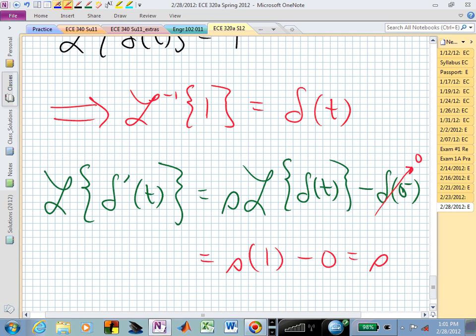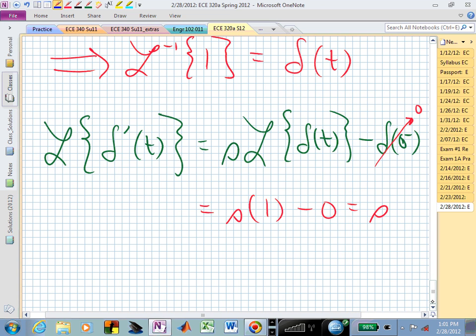And hopefully you can see what I want to do now. Now we have a transform pair. We know the Laplace transform of the derivative of an impulse gives us in the frequency domain an s. If we now inverse Laplace transform s, what does that give us in the time domain? The derivative of the impulse.